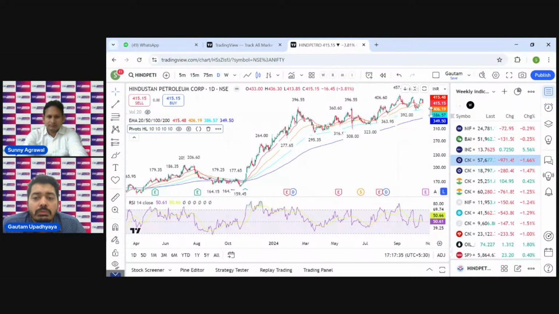Absolute short-term support comes closer towards 386, which is the 100-day EMA for the stock. That would be your immediate support zone. And on the breakout side, 443.